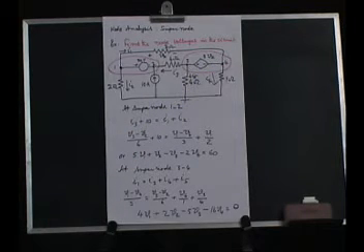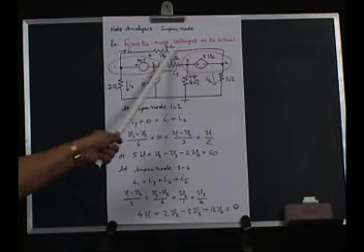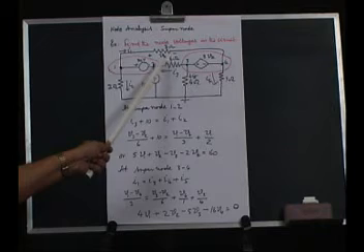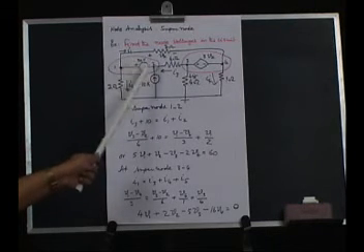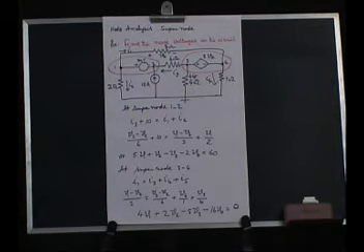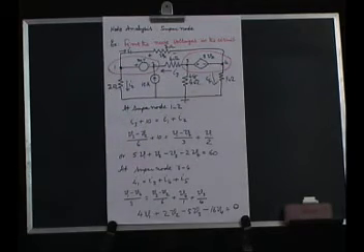What is Vx? Vx is the drop across the 3 ohms resistance, and how much is that? Ohm's law says that Vx is equal to I1 multiplied by 3 ohms. So, Vx equals I1 into 3, that is another equation. We make use of all these equations to find the voltages V1, V2, V3 and V4.